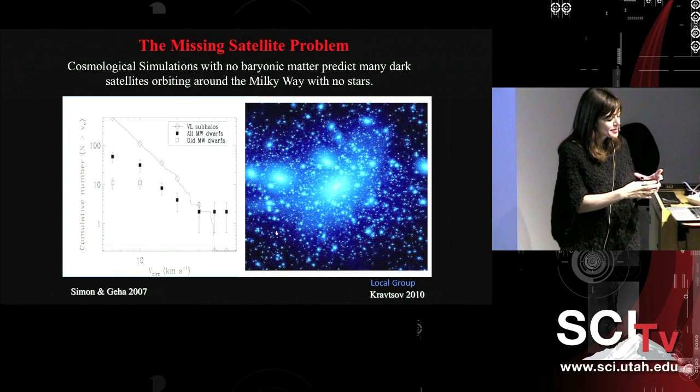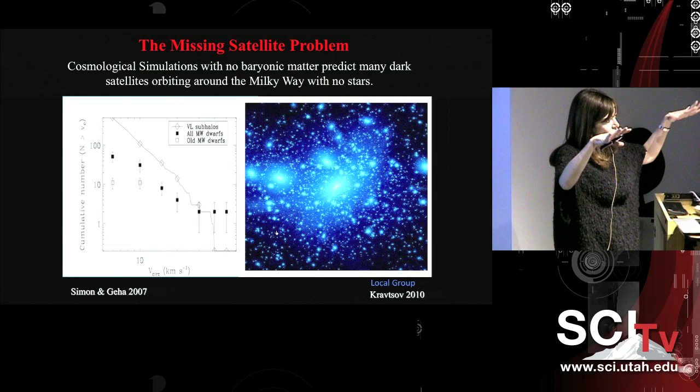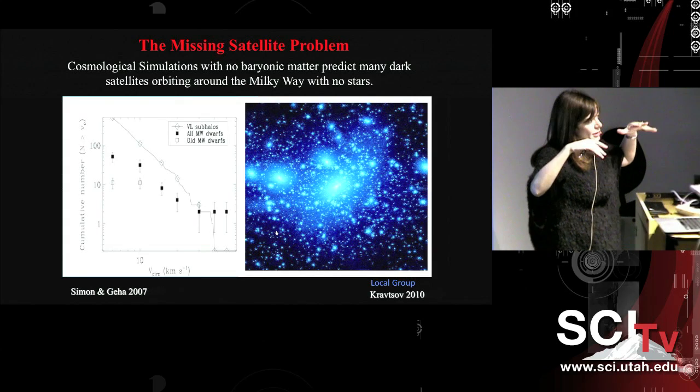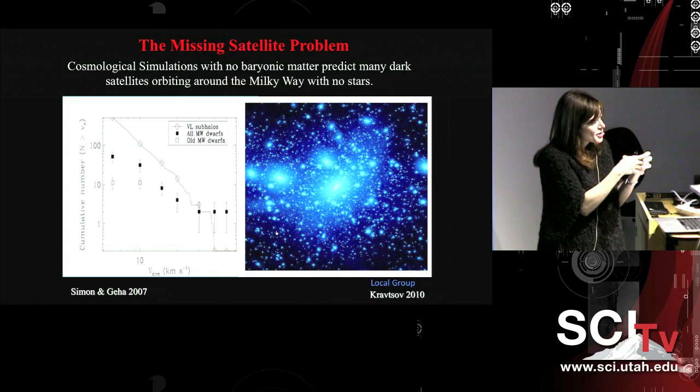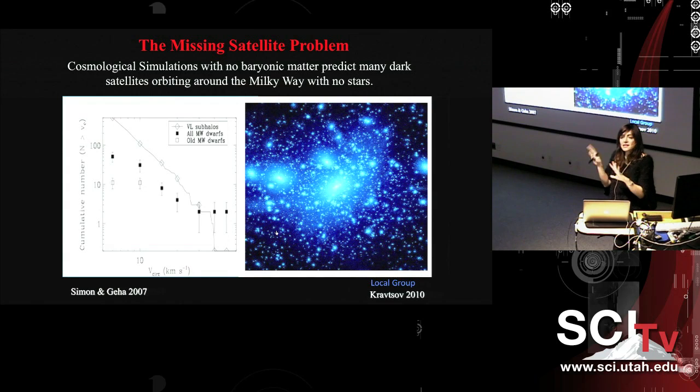These clumps come from the fact that these initial fluctuations, some of which are more dense, will collapse earlier. So they will start forming very dense objects earlier. No, this is just dark matter. Then stars come later.